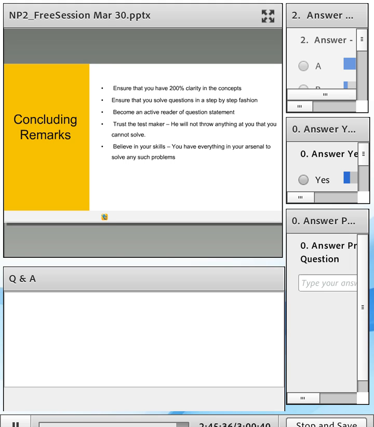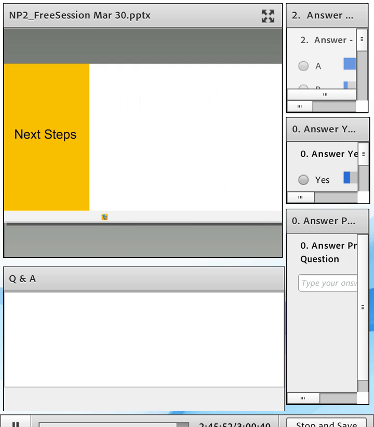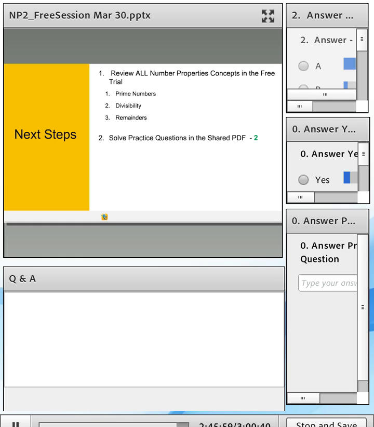Okay. Now, for all the e-GMAT students, I would strongly recommend that you go through this PDF once again, and then you go through the remaining practice files in the divisibility and remainder section, and then you proceed further. For those of you who are as yet not e-GMAT students, for your next steps, I would say go through all the number properties concept files in the free trial. Solve the practice questions that I'm going to share in this PDF, and definitely utilize the free trial of Scholaranium to solve number properties questions.